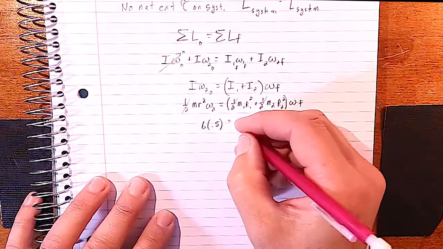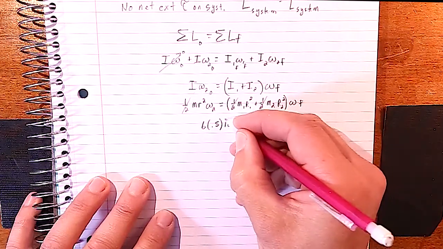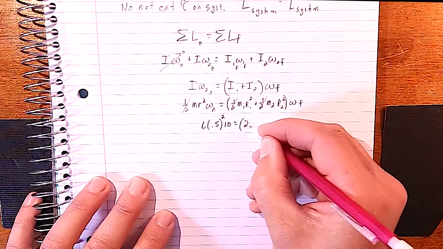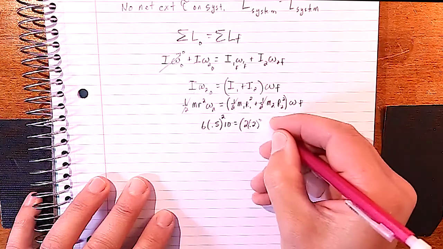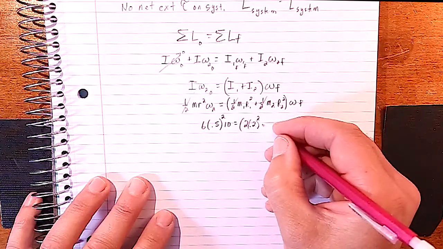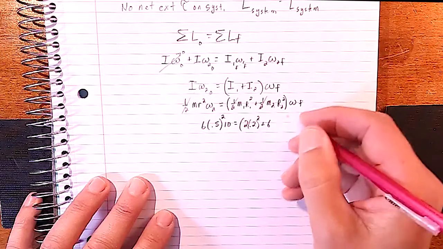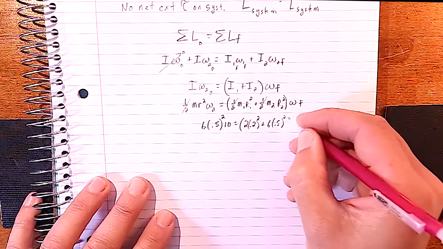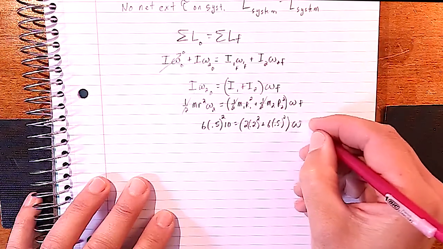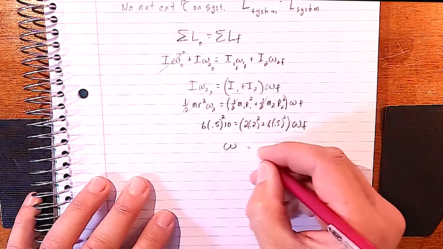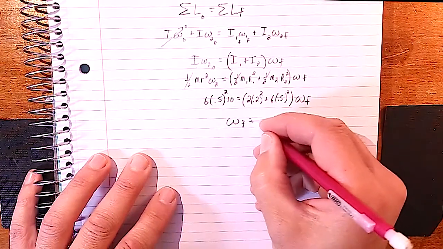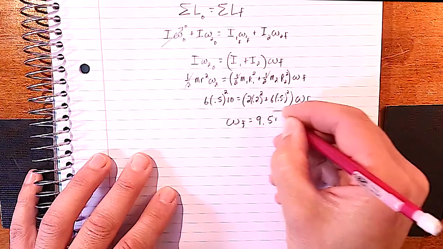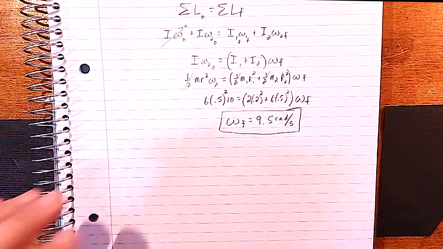And then we just plug in our numbers, which are 6.5. We have to convert from centimeters to meters, times 10, and that 0.5 is squared, is equal to 2 times 0.2 squared, that's the radius of the smaller one, plus 6 kilograms, times the larger radius of the larger object squared, and all of that times omega final. And when you do the math on that, your omega final comes out to 9.5 radians per second. So not too crazy of a problem, but a very important one to know how to do.